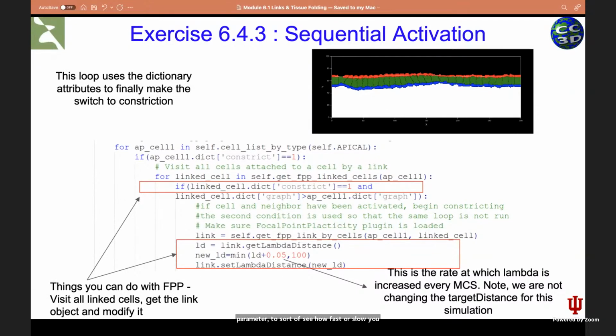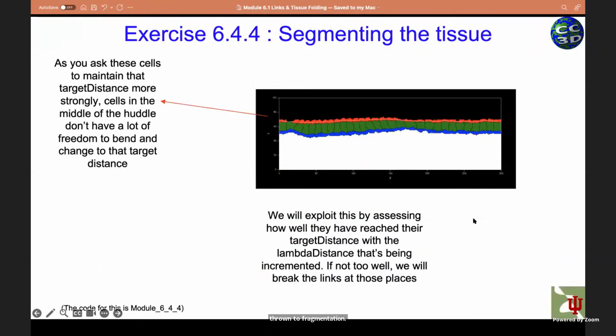parameters. And I've set a maximum lambda distance of 100. That's the limit after which I know my cells will be prone to fragmentation. So this is a value that I have set. Okay, so now if you just run the simulation, you should be able to see just a wave of cells responding to the focal point plasticity plugin, and they're all getting huddled up together.